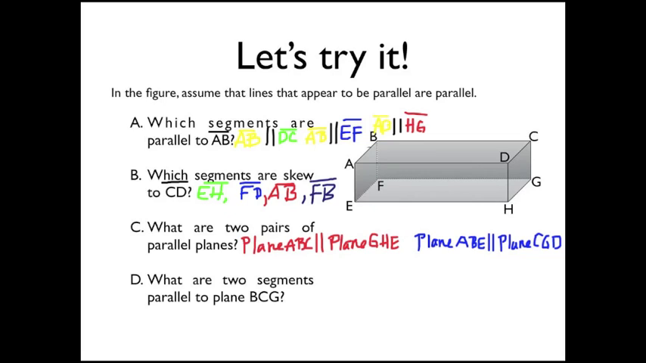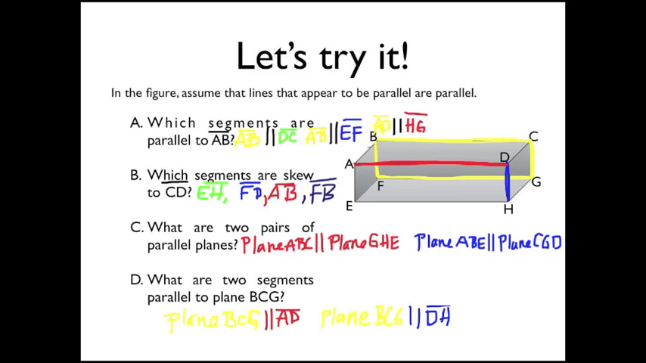And finally, what are 2 segments parallel to plane BCG? First, we should identify plane BCG. What we need is 2 segments that do not intersect the back side of the box. So, parallel to plane BCG is segment AD, so that is one possibility. Also, segment DH. So now it's your turn.